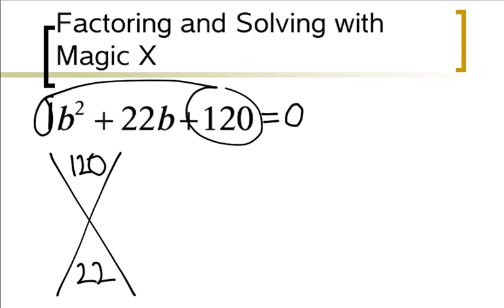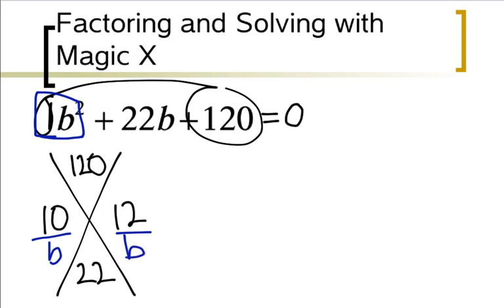And so I just have to figure out what multiplies to get 120 that adds to be 22. And hopefully we get 10 and 12. Now they're both positive, so I don't have to worry about subtracting. So they multiply to be 120, they add to be 22. So now all I have to do is take this number in front, get rid of the square, and divide both of these by 1b. Well, there's no reducing to do this time, so I just write b plus 10.